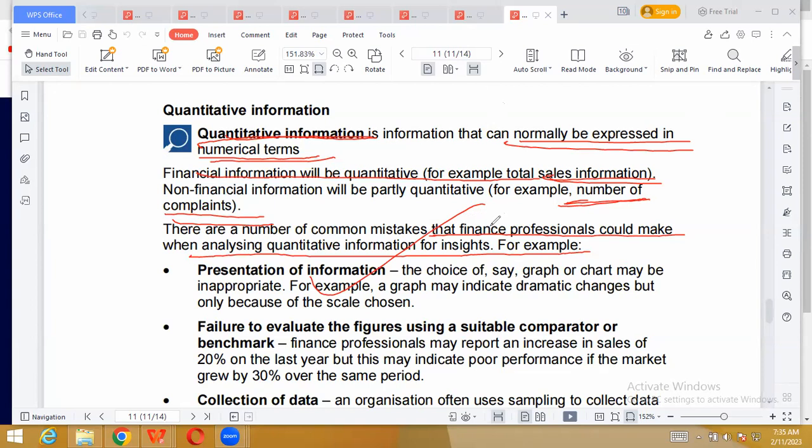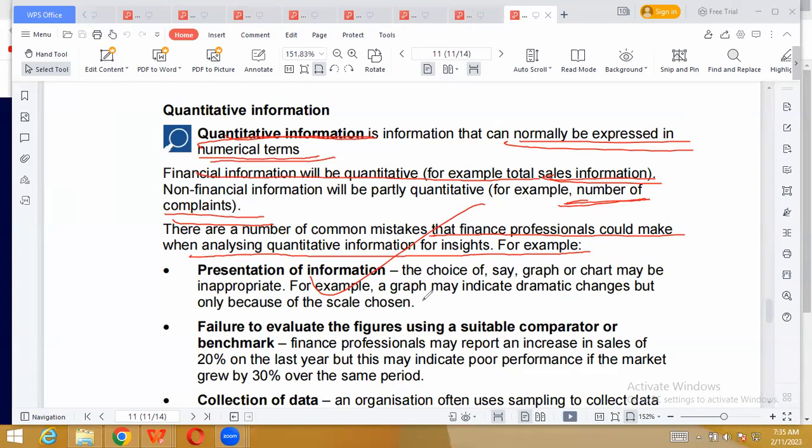Failure to evaluate the figures using a suitable comparator or benchmark. So finance professionals may report an increase in sales of 20% on the last year, but this may indicate poor performance if the market grew by 30% over the same period. You see, so that is failure to evaluate the figures using a suitable comparator. That is a common mistake.